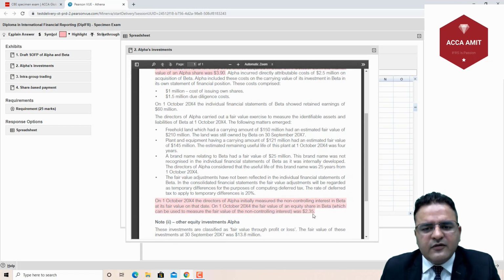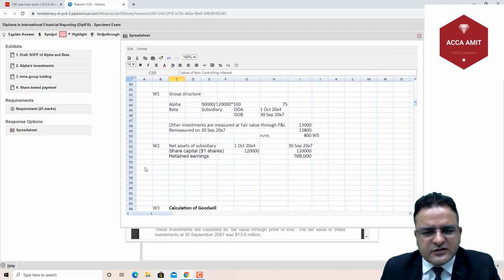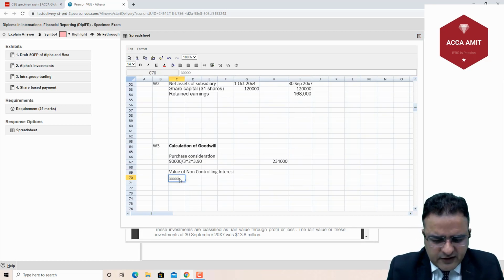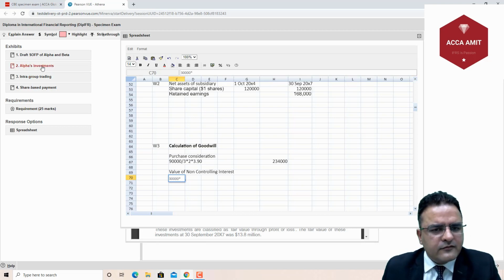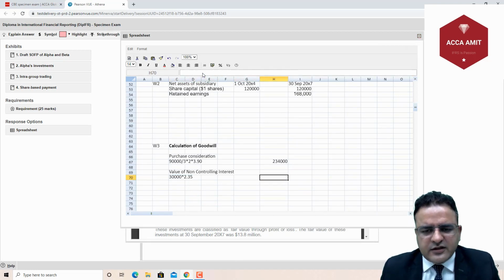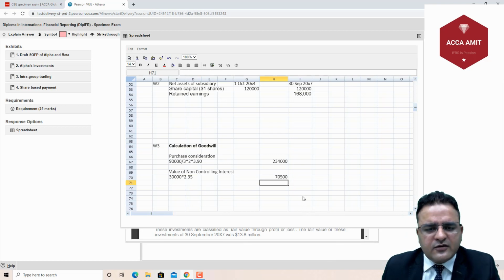So 2.35 is the value of each share, and if we have acquired 90,000 out of 1,20,000 shares, how many shares belong to non-controlling interest? 30,000 shares, and the value of each share is 2.35. 30,000 multiplied by 2.35, non-controlling interest is worth 70,500.